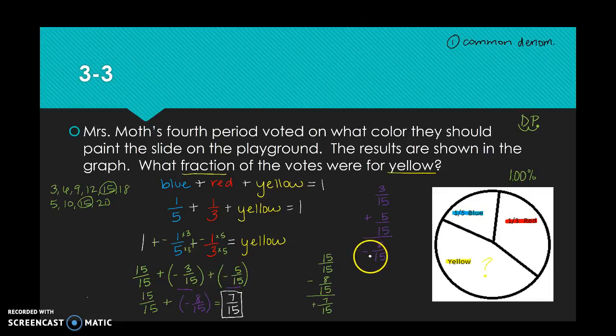And then I wanted to take them away from 1. So opposite sign, so I go ahead and subtract them, and I ended up with a positive 7/15. Because of course it's going to be positive in this case, since it's a portion of the pie graph.